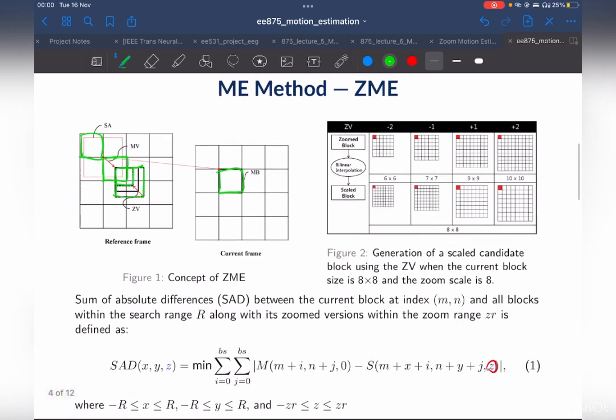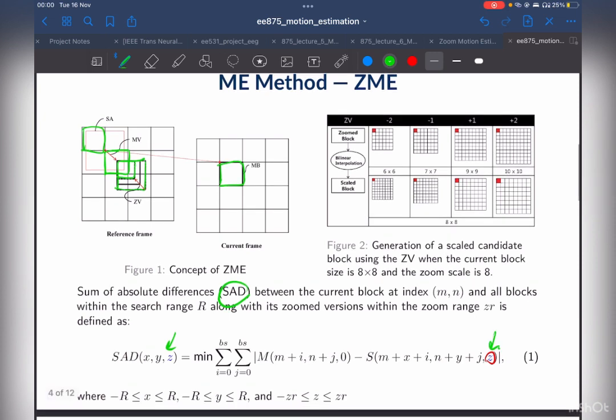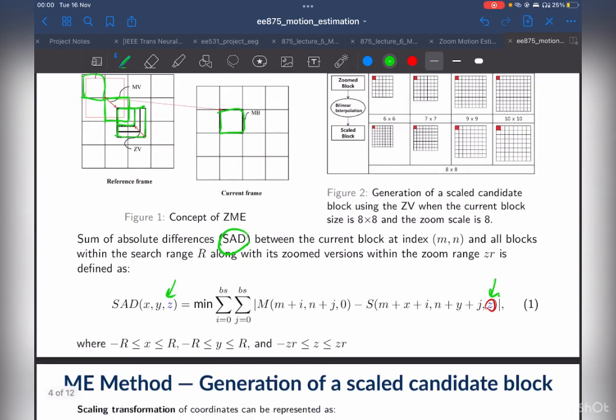So the measure of similarity, which is the SAD, is quite changed. They introduce the c parameter, which is the zoom vector. So from this formula, of course, we know that the computation will increase with the x and y in the search range and the c in the zoom range.